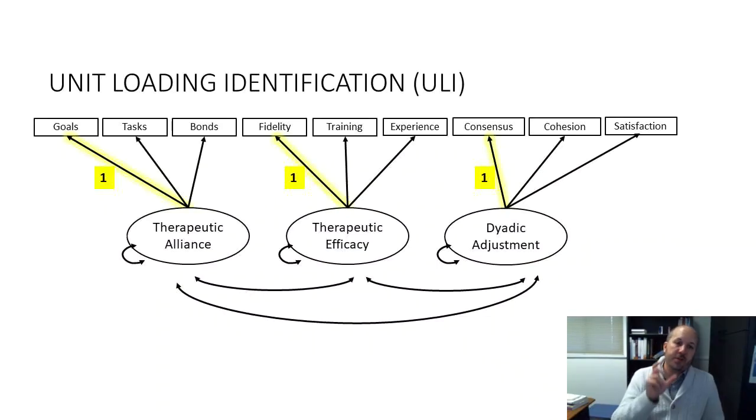So here's an example of ULI, your unit loading identification. As you can see here, the first manifest variable, the first indicator on each of the latent constructs, is set to 1. And you can see the little curved arrow on your latent constructs. Those are there to indicate the variance, and the variance is set to estimate freely. So the variance estimates freely, as well as all of the indicators except for that first one.